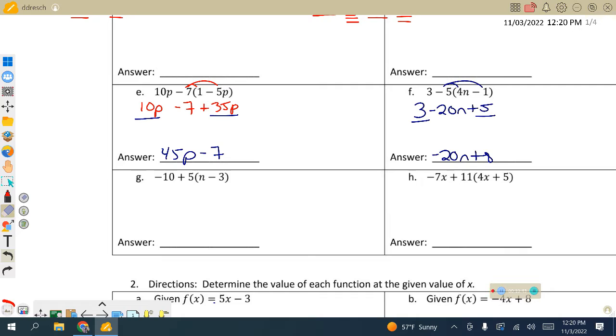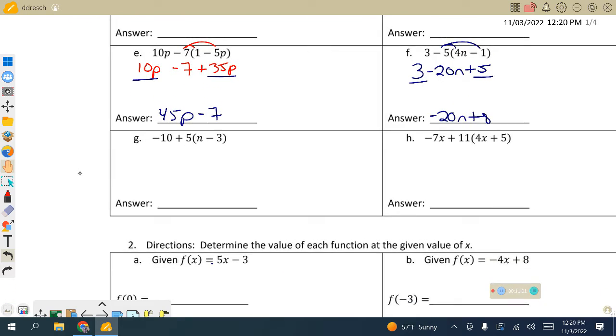But you got to be great at that, because we're going to be doing that here in just a few, either tomorrow or the next day, on distributing and combining like terms. Letter G. Your calculators can't do that for you, so you got to make sure you do that. Calculators can just do the arithmetic.